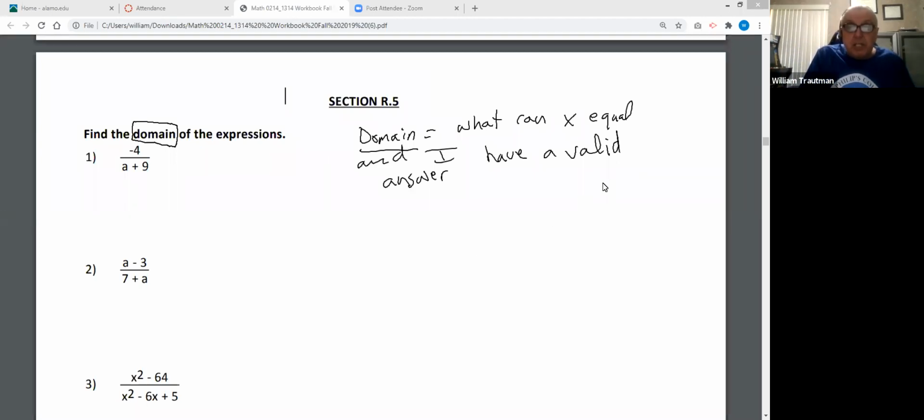On our calculator, I want to go to the calculator really quick and just look at it. If I do 0 divided by 5, let me put a fraction, 0 over 5, I get 0. That's okay. 0 is a valid answer.